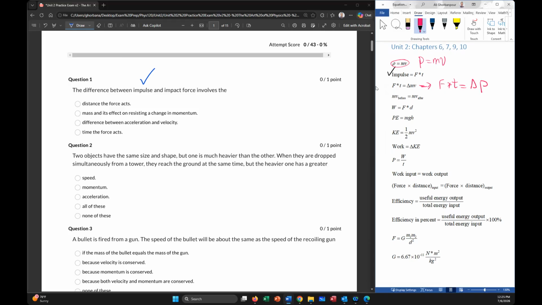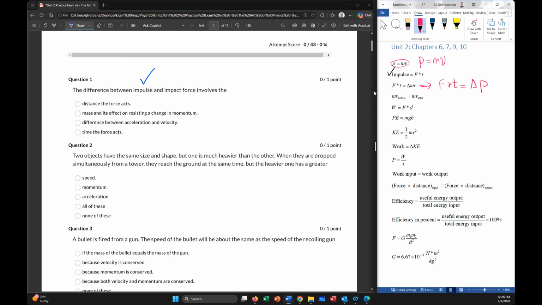P is the momentum. So in this formula, what do you see? The options: the difference between impulse and impact force involved the distance the force acts, mass and its effects on resisting a change in momentum, the difference between acceleration and velocity, or the time the force acts. We're talking about momentum, so the mass and its effect on this change from that. Which one do you select? No, that's not going to work. The second one, mass and its effect on resisting a change in momentum.